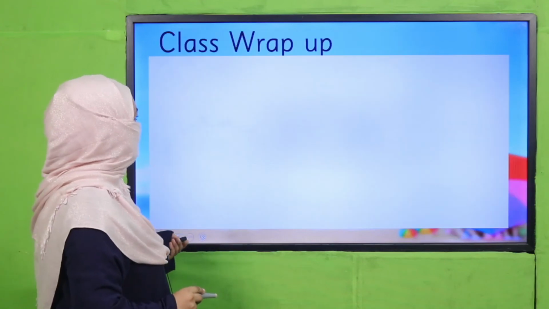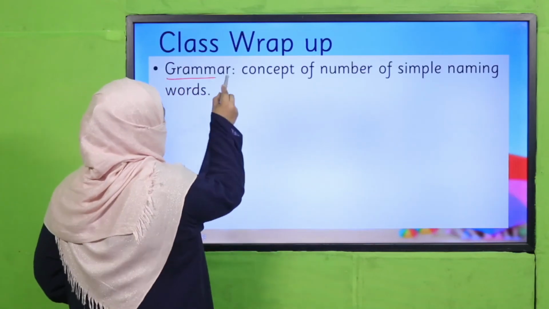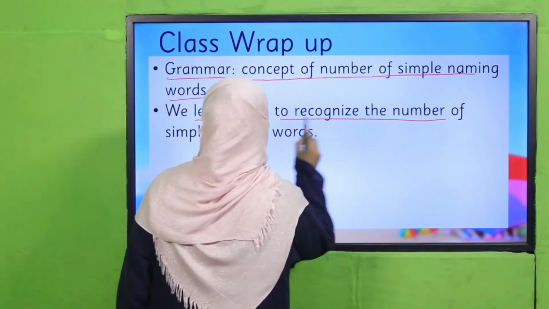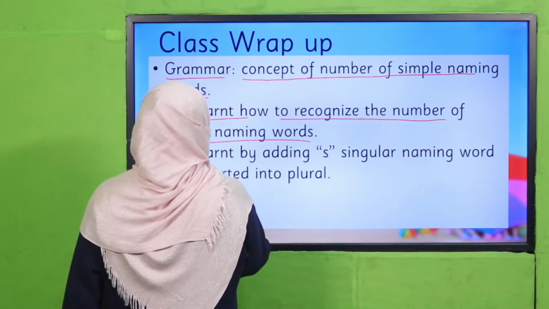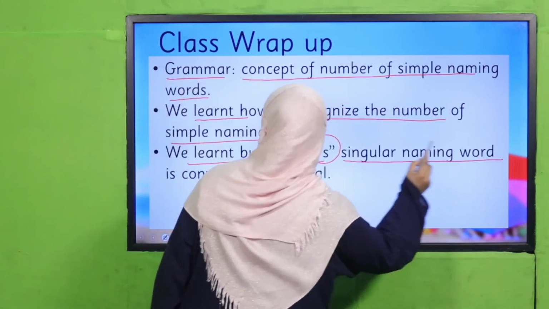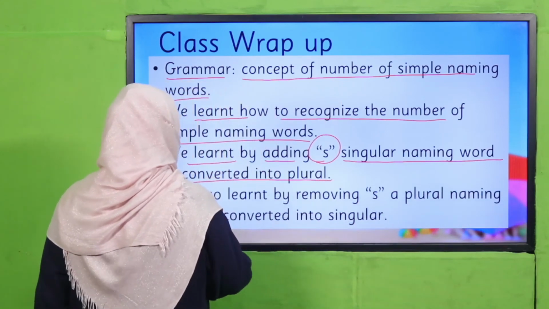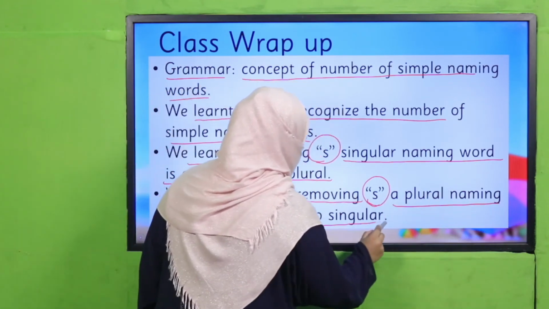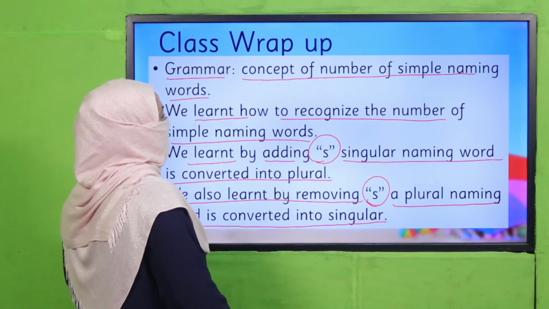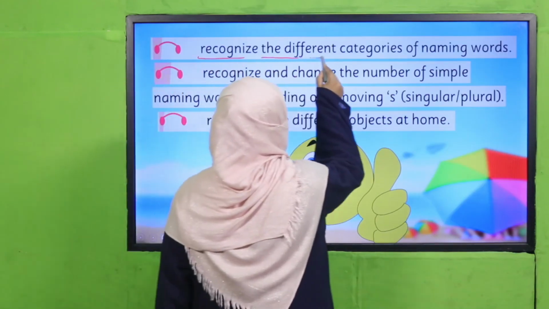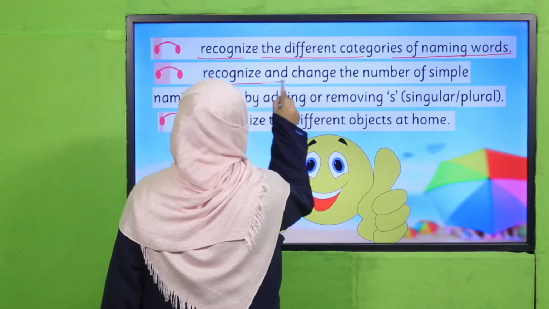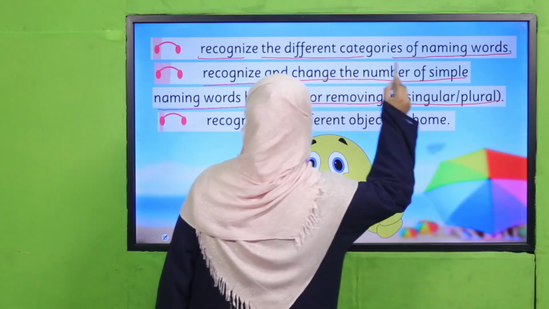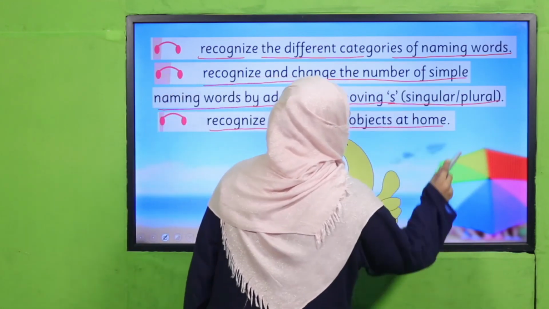So what have we learned today? We learned the grammar concept of number of simple naming words, and we also learned how to recognize the number of simple naming words. We learned that by adding s a singular naming word is converted into plural, and we also learned that by removing s a plural naming word is converted into singular. So in this way, we have achieved our SLOs: recognize the different categories of naming words, recognize and change the number of simple naming words by adding or removing s, singular, plural, and recognize the different objects at home.